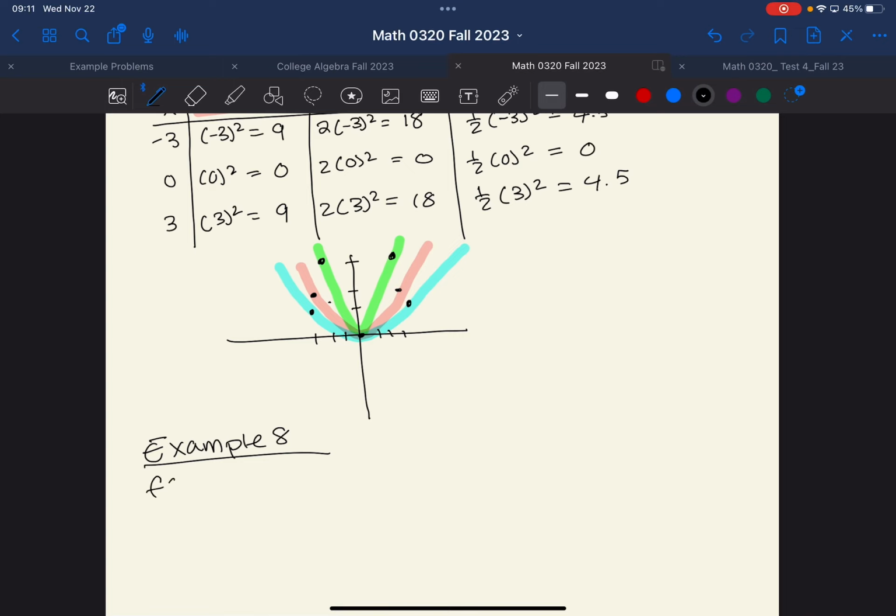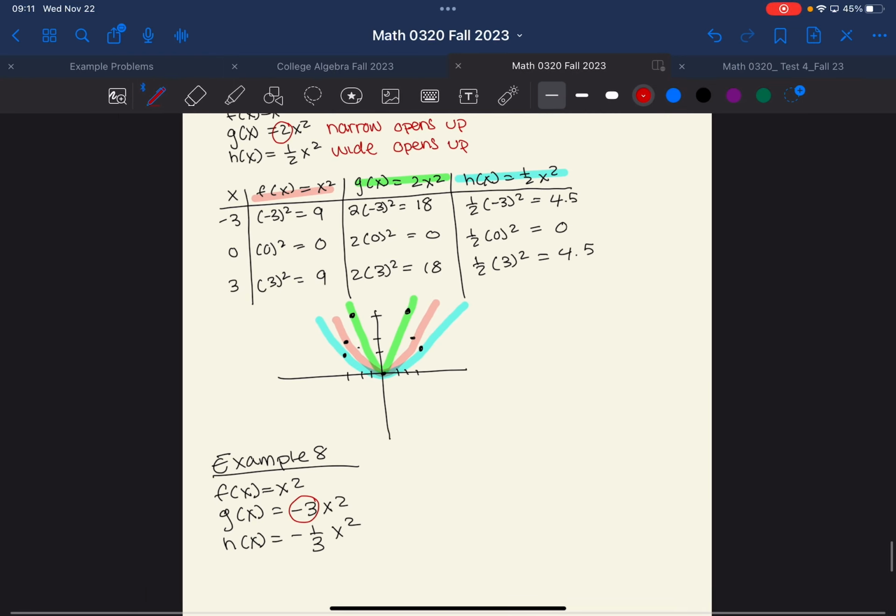We have our parent function, f of x is equal to x squared. We have our g of x, which is equal to negative 3x squared. And our h of x, which is equal to negative 1/3 x squared. So looking at our a value in g of x, that negative 3 tells us what two things? Good, it's going to be narrow, opens down. Is our parent function going to open down? No, our parent function is still opening up.